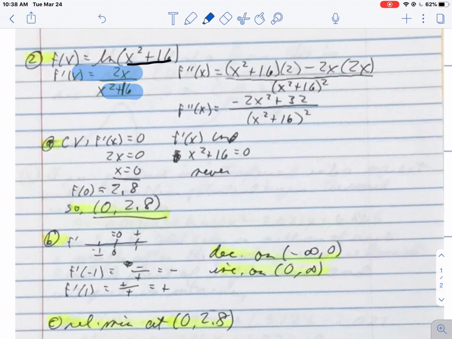And then to get our second derivative, we're differentiating f prime, we have to use our quotient rule. So since f prime is 2x over x squared plus 16, we have our low d high minus high d low over low squared. And then I went ahead and simplified that numerator. That would give you 2x squared plus 32 minus 4x squared. And combining like terms, I get our second derivative, which is -2x squared plus 32 over x squared plus 16 squared.